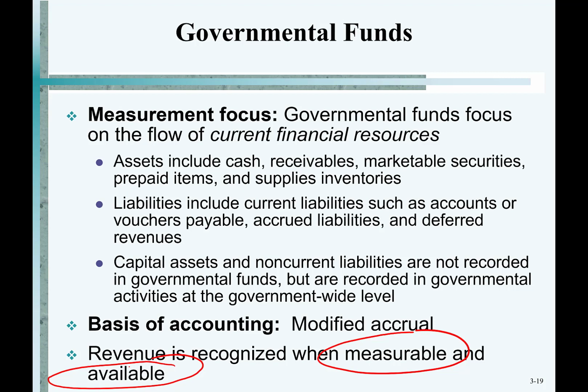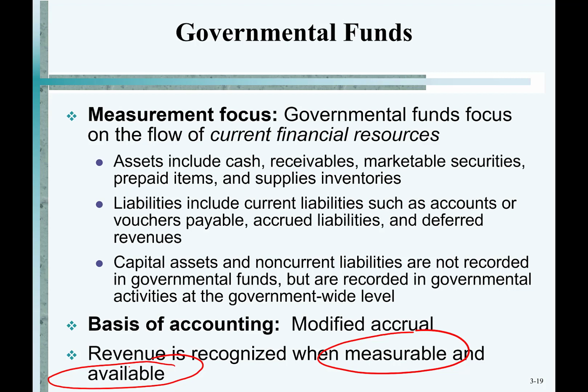Well, hang on. You're not GASB. GASB has told us that even though we haven't collected it, it could still be considered available if we will collect it within 60 days of the balance sheet. So they give us a window outside of the end of the year, outside of the balance sheet date, to still consider a revenue to be available. And in this class, we'll always use 60 days.